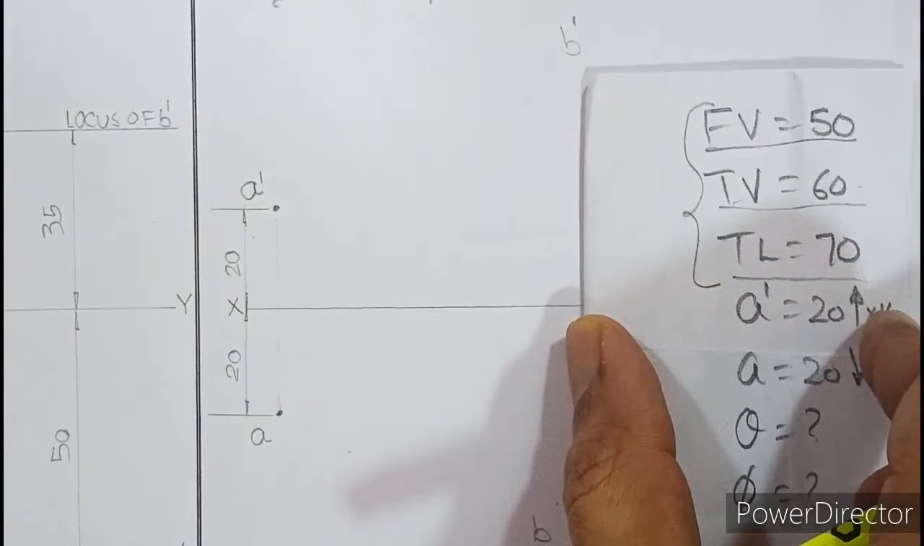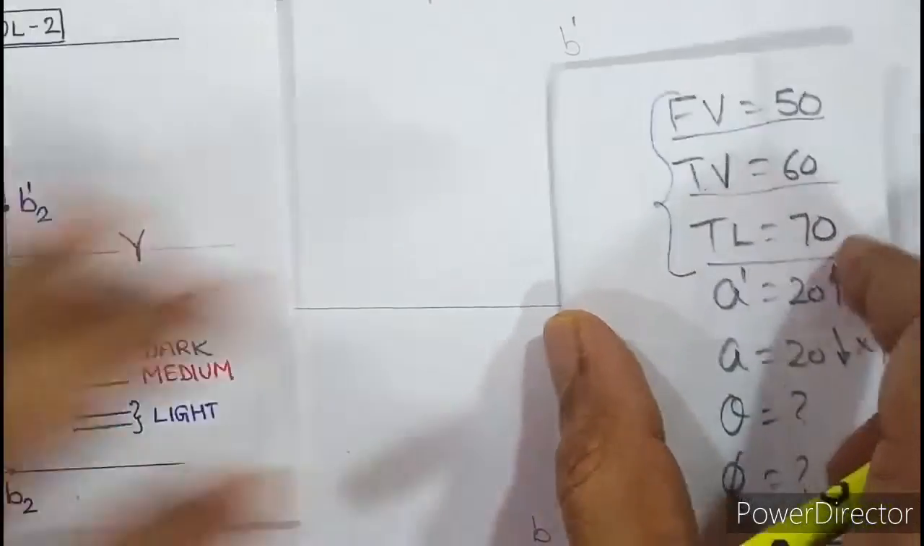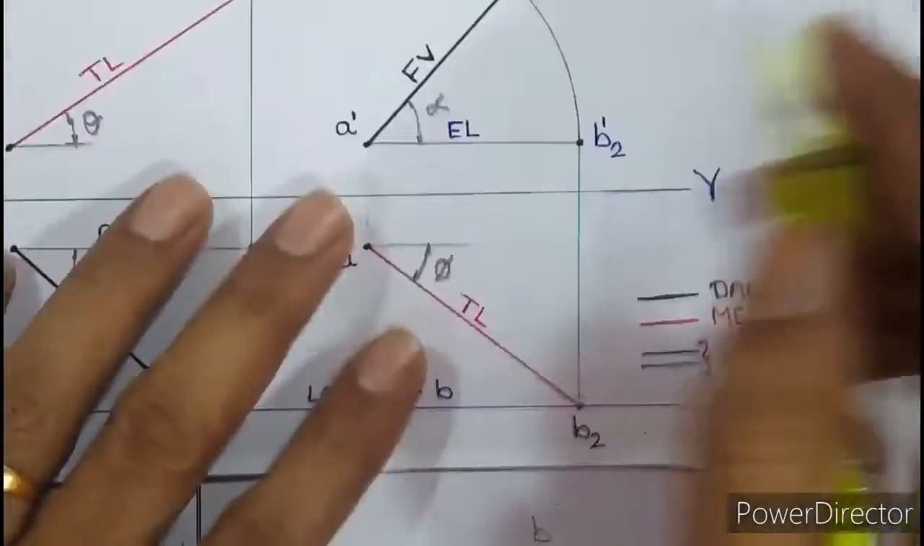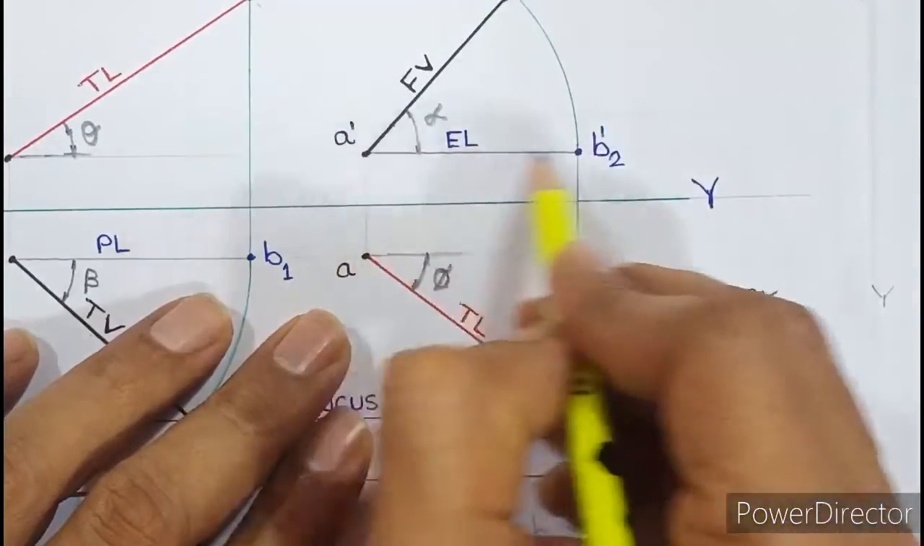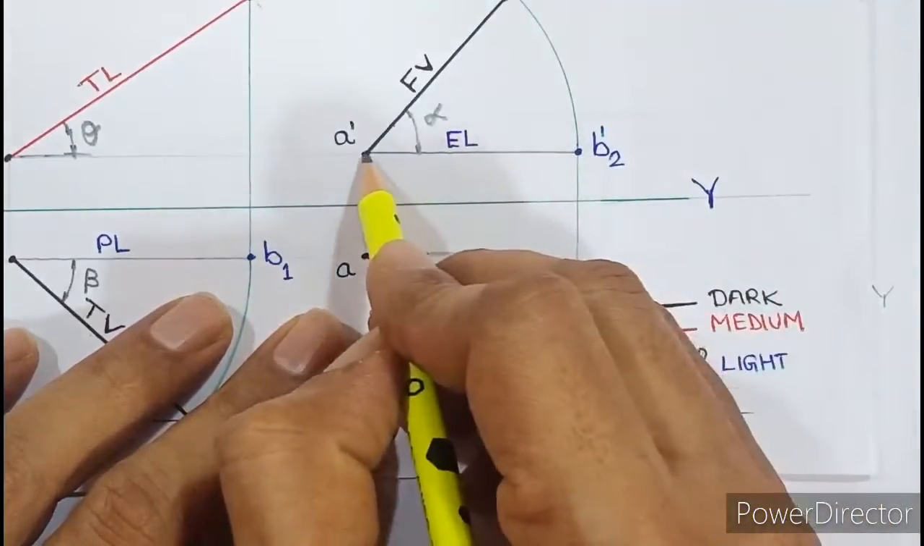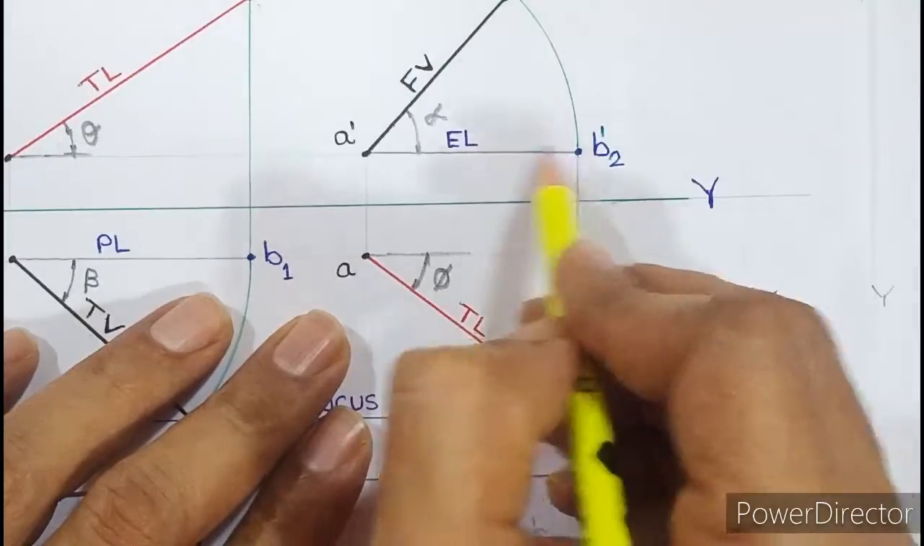So how will we proceed with this? To start with, what you should remember is the front view, which is also called the elevation length. And to draw the elevation length, you don't need any angle, it's a horizontal line.